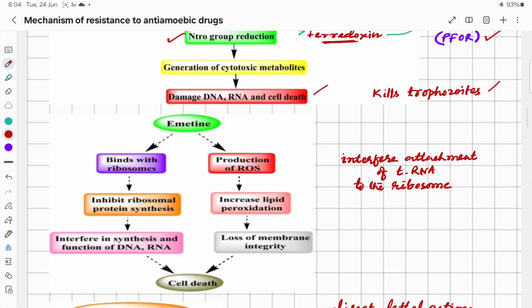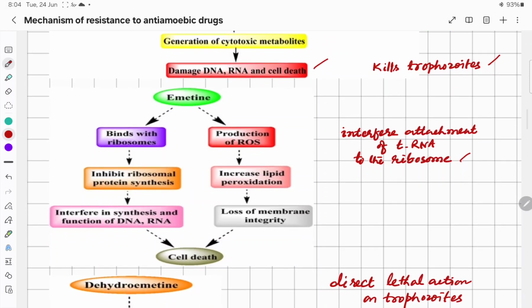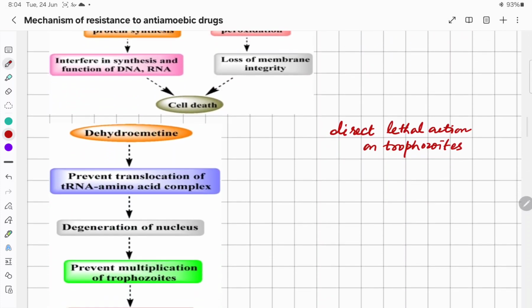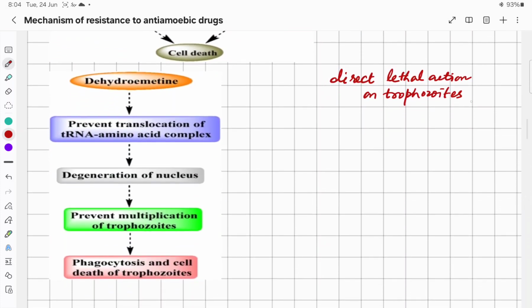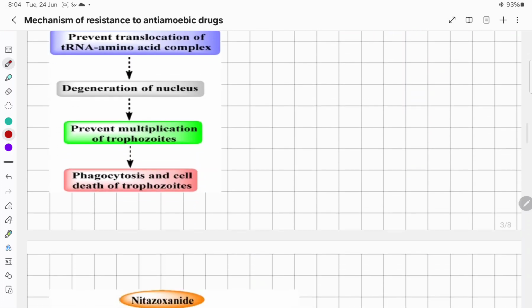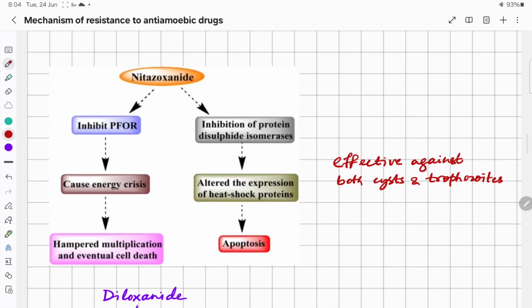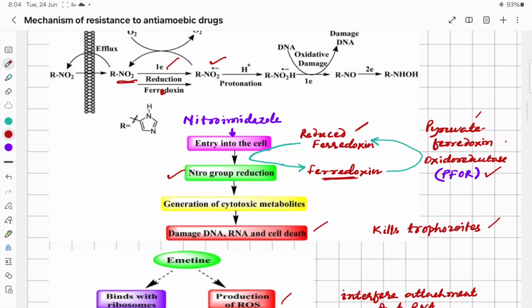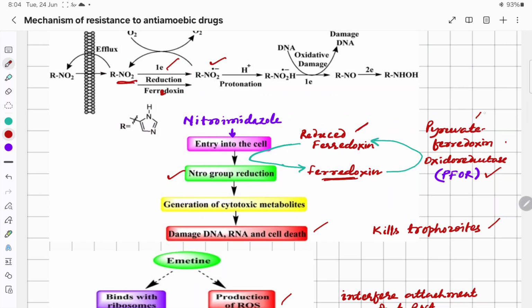Then emetine and dehydroemetine mainly bind to the ribosome. They interfere with attachment of tRNA to the ribosome, and then inhibit protein synthesis. Emetine in addition can also produce reactive oxygen species, and they have a direct lethal action on the trophozoites. Then nitazoxanide inhibits the enzyme pyruvate ferredoxin oxidoreductase.